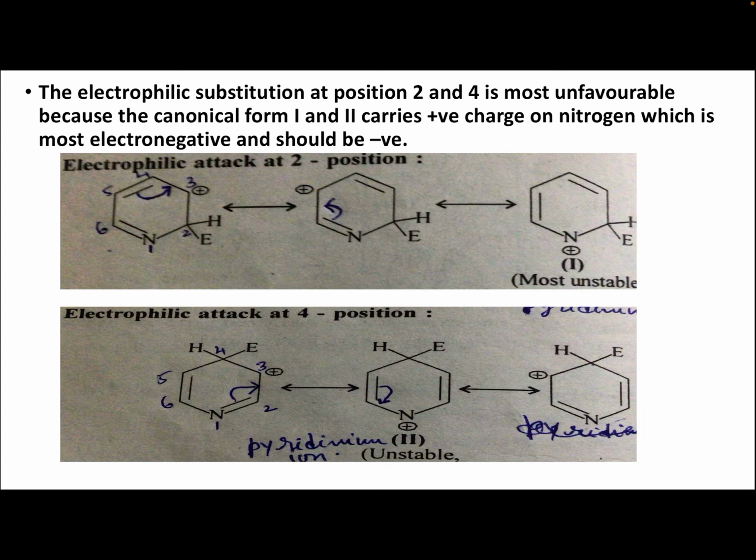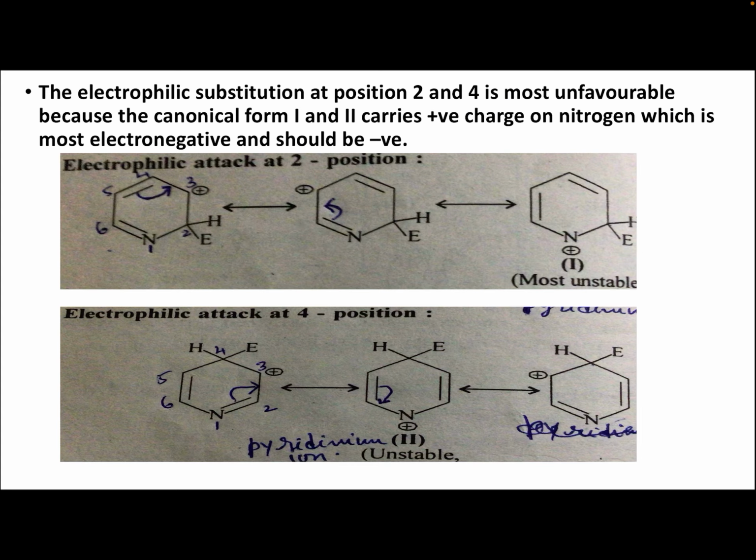We are seeing that when electrophilic attack is taking place at position 2, on the 3 position positive charge is there, and in the second figure on the 5 position positive charge is there, and in the third canonical form on the nitrogen positive charge is there. But on nitrogen there should be negative charge because it is the most electronegative element. Here it is not having negative charge, so electrophilic attack cannot take place at position 2.